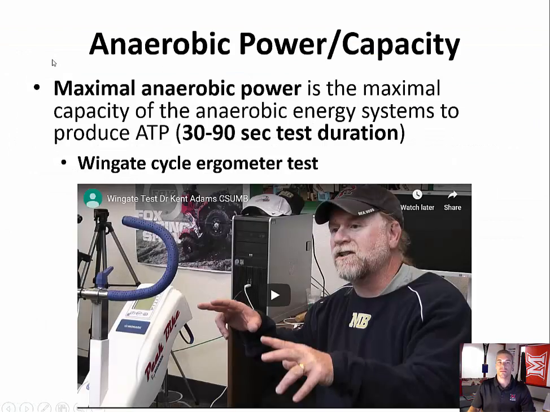All right, moving on to our next measure of athletic performance, and that is maximal anaerobic power, which represents the maximal capacity of the anaerobic energy systems to produce energy, or ATP. By anaerobic energy systems, I'm focusing on glycolysis and the ATP phosphocreatine systems. These tests are typically 30 to 90 seconds in duration, with the most common measure of anaerobic power or capacity known as the Wingate cycle ergometer test.